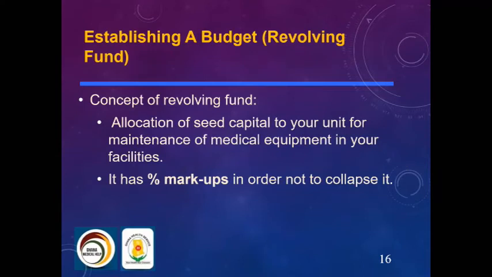Establishing a budget. So establishing the budget, we are going to talk about the revolving fund. This is the concept of a revolving fund. It is an allocation of seed capital to your unit for maintenance of medical equipment in your facilities. It has a percentage markup in order not to collapse it. So we were discussing this a few days ago.